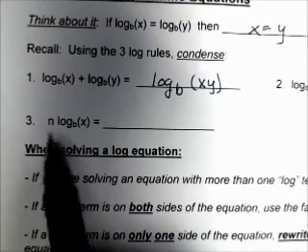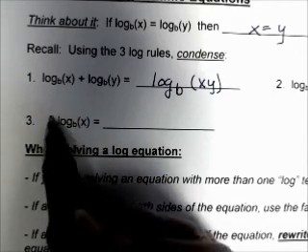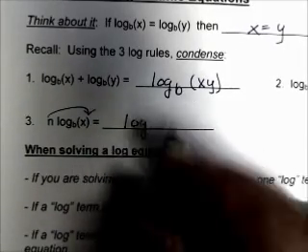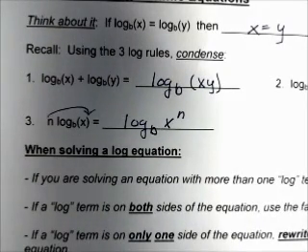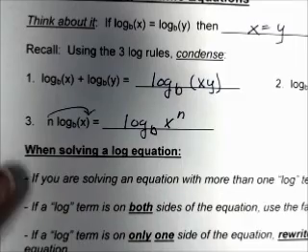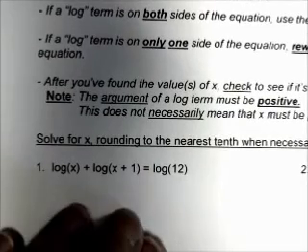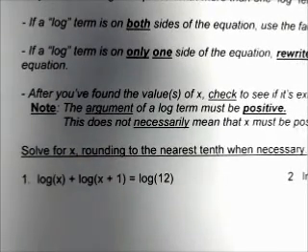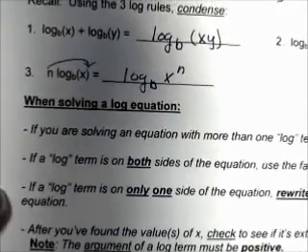And n times log base b of x, this multiplier of n was an exponent or power to start with. So that's equal to log base b of x to the n. When solving a log equation, sometimes you're going to have to condense first, like you have two logs on one side and one on the other, all right? Other times you're going to have just equal logs, so you're going to drop the logs and just set the arguments equal to each other.